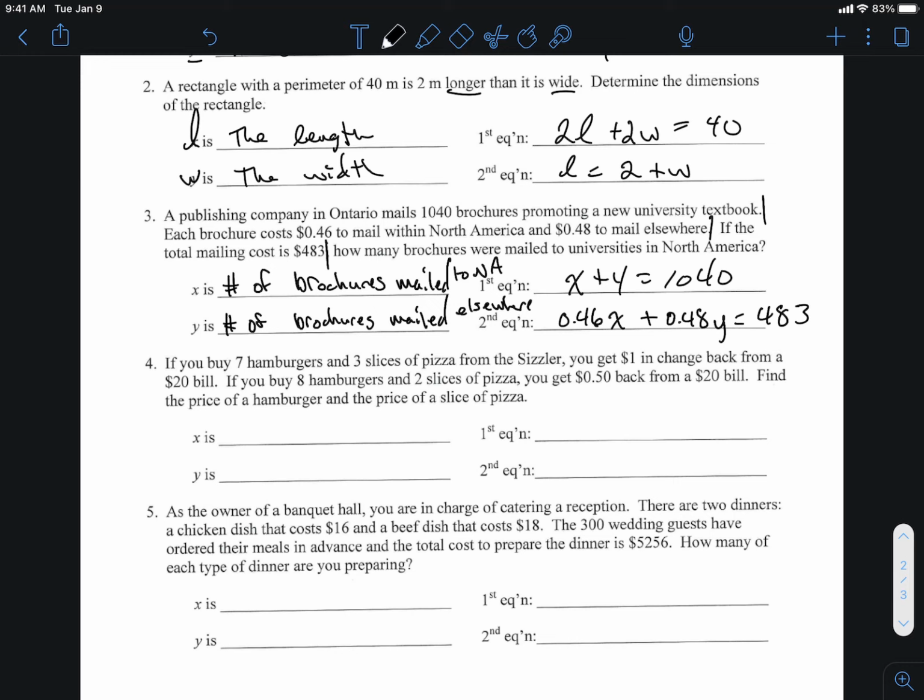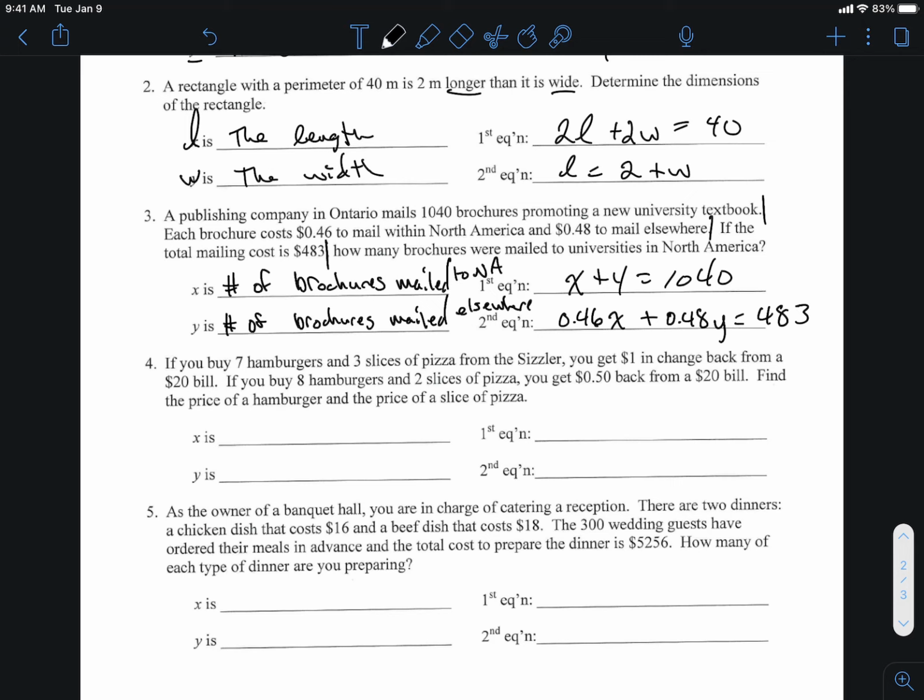So I see two different things here. Number 4, I see hamburgers and slices of pizza. Okay, I'm going to keep reading though. You get $1 change back from a $20 bill if you buy 8 hamburgers and 2 slices of pizza. You get 50 cents back from a $20 bill. Find the price of a hamburger and the price of a slice of pizza. Okay. So this one, there's a little bit more going on here. Okay. Because we're purely in dollars.